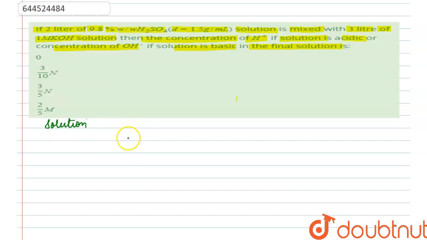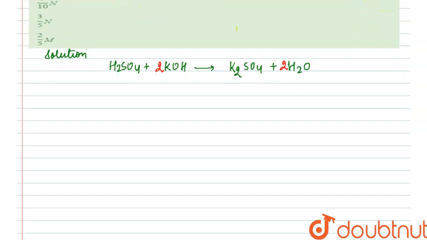So let us find out the reaction first of all. We have H2SO4, which when made to react with KOH gives K2SO4 and water. Now to balance this reaction, we'll have to take 2 moles of KOH and 2 moles of water. In this reaction, we need to find out the concentration of H plus or OH minus ion, according to whether the solution is basic or acidic. Before we find the concentration, let us have a look at the given things.